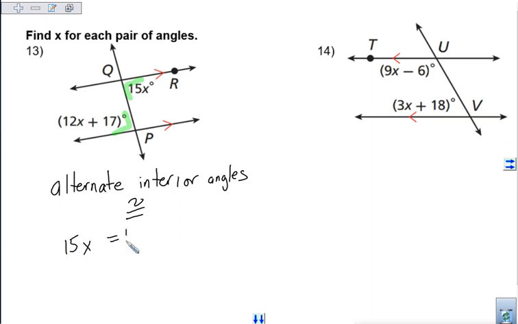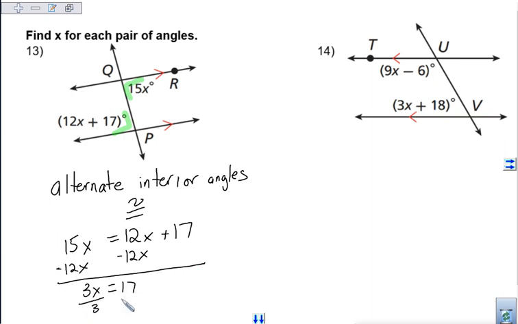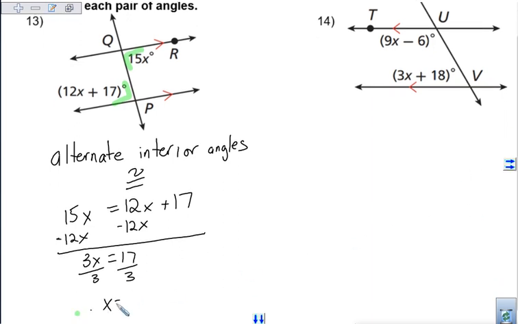So 15x equals 2x plus 17. Subtract 2x from both sides. So we'd have 13x equaling 17. Divide both sides by 13. So we have x equals 17 thirteenths.